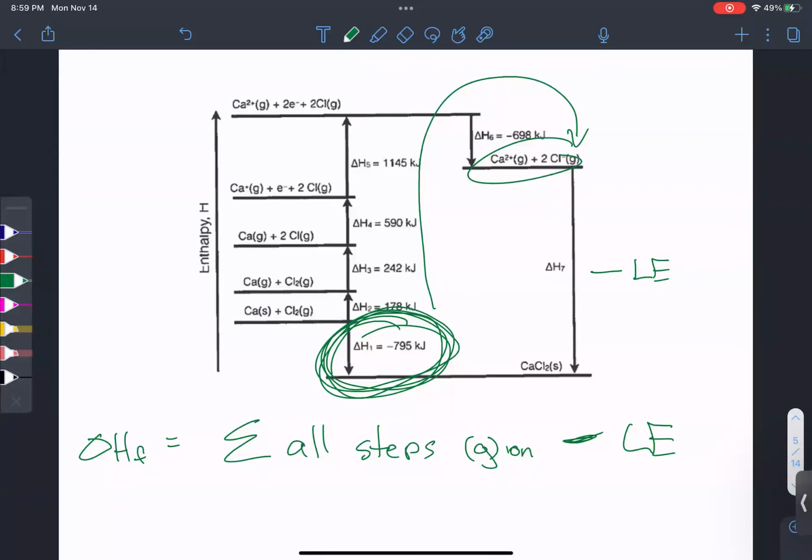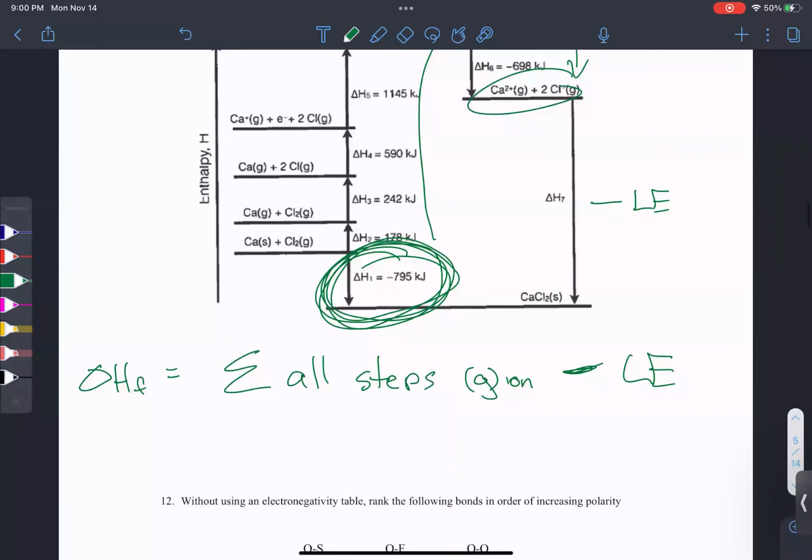I gave a question very similar to this over the summer, and I literally wrote in bold on the question, report your lattice energy as a positive value, because lattice energy is always a positive value. Half of the students who got it wrong, do you know why? They gave a negative value. So don't report lattice energy as a negative value. It's always positive because of the definition: it's the energy to separate a salt into its ions.